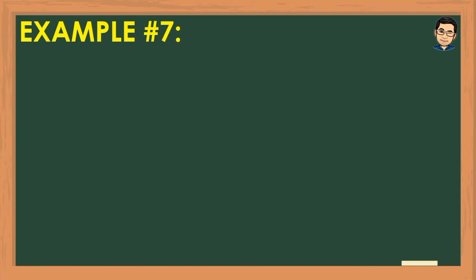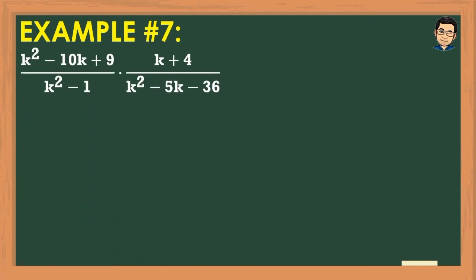So, for the last example, k squared minus 10k plus 9 all over k squared minus 1 times k plus 4 all over k squared minus 5k minus 36. So, using general quadratic trinomial, so yung k squared minus 10k plus 9, so ipa-factor natin siya. So, what are the factors of 9 that when added will give a sum of negative 10?